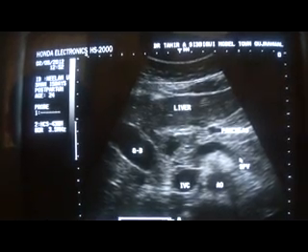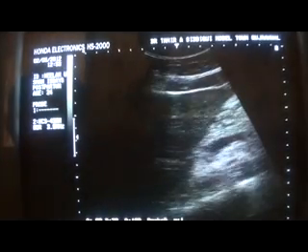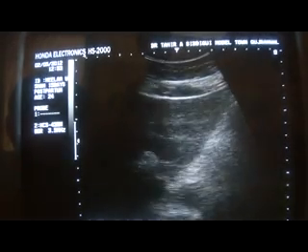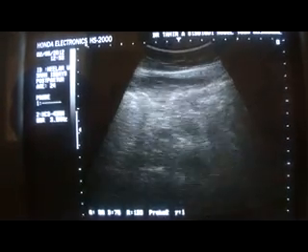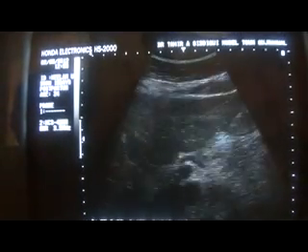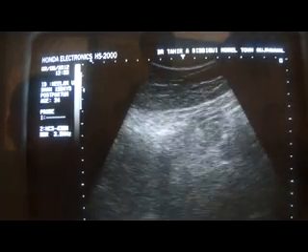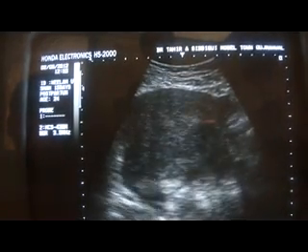Now you see there is fluid seen in the pelvic cavity. This is the transverse section of the uterus. This is the endometrial canal, and the uterus is normal. This area, which appears as a focal lesion, this area, which appears in longitudinal section, appearing as a focal lesion.